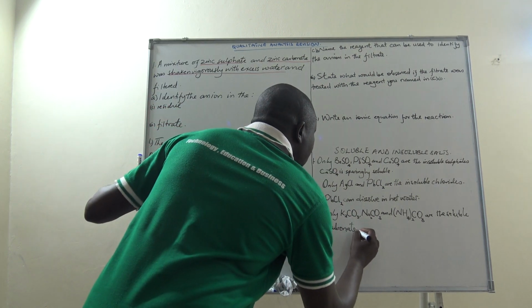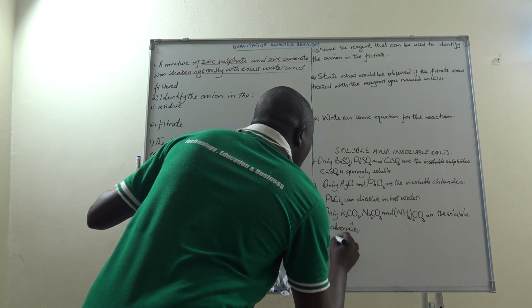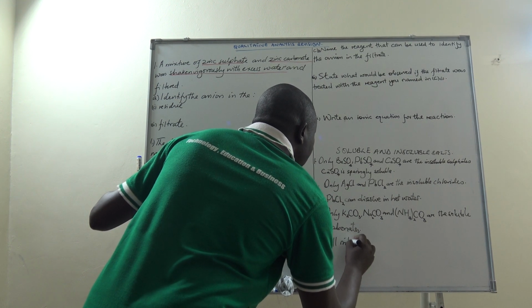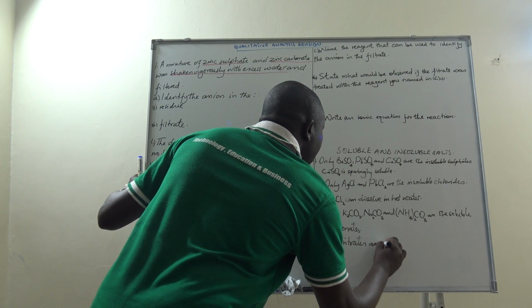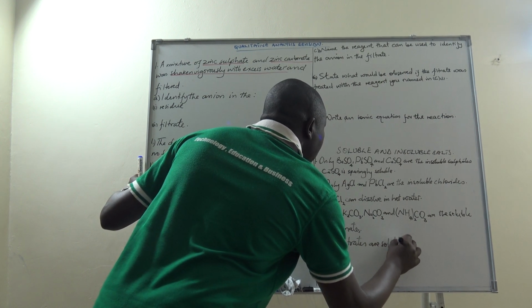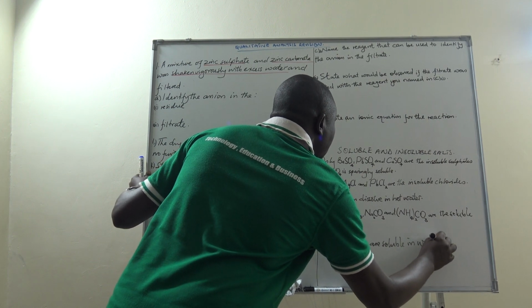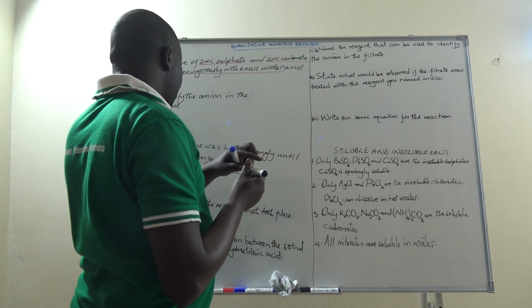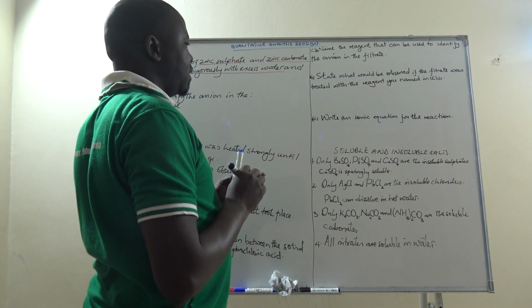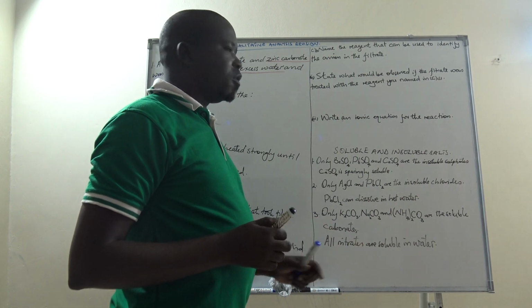So let us go to the last category, that is the nitrates. We have all nitrates being soluble in water. So all nitrates are soluble in water. There is no insoluble nitrate salt. So all nitrate salts are soluble in water.